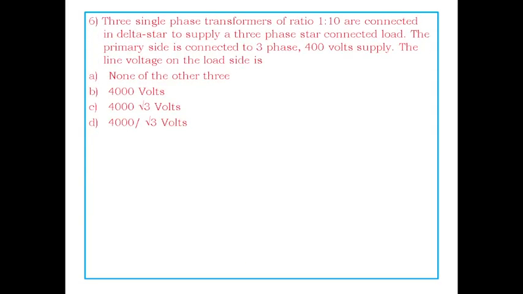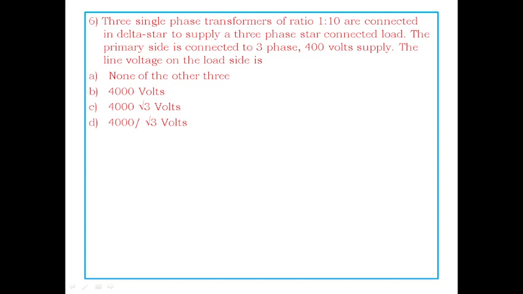Let's go with a simple question. Another simple question which has been asked in the question paper. It's pure electrical. Three single phase transformers of ratio 1:10 are connected in delta-star to supply a 3-phase star connected load. The primary side is connected to a 3-phase 400 volt supply. The line voltage on the load side is dash. It means you need to find the line voltage on the load side. The load side is nothing but the secondary side, where the load is connected.